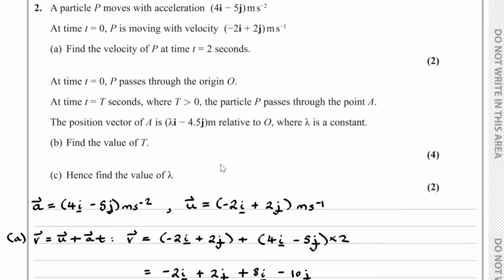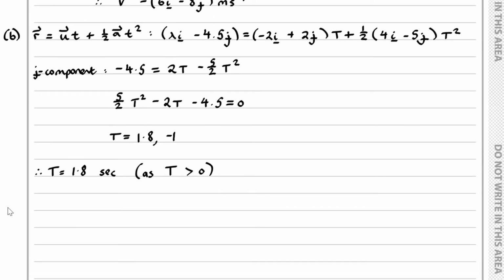So when we come to find out the value of lambda, we substitute this t equals 1.8 into the I component. So if we think about the I component, we have over here lambda. This is equal to minus 2 times t plus half times 4, so that's 2t squared if we multiply by the t squared as well.